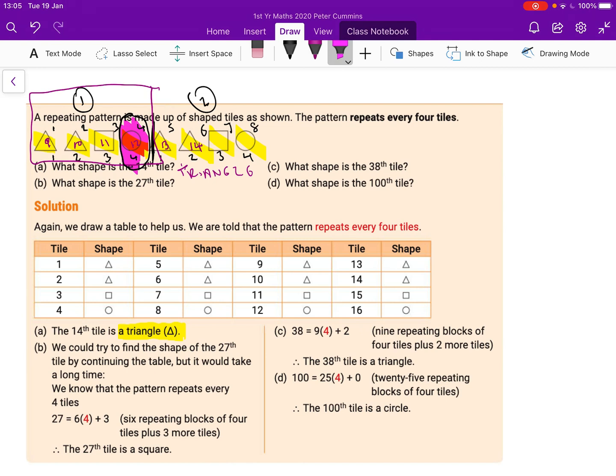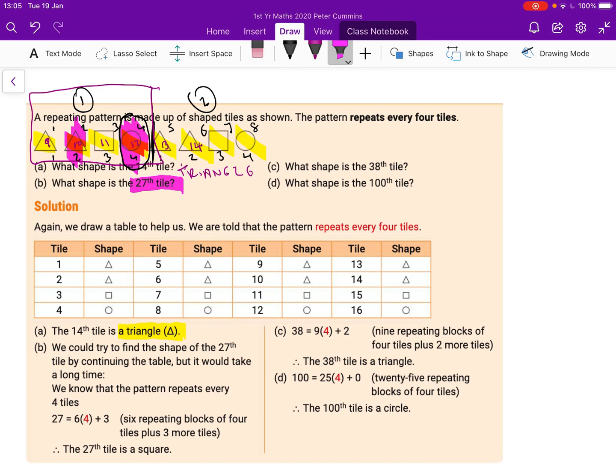If we go to tile number 2, it's a triangle. We know that 2 is going to be a triangle, and 6 is going to be a triangle, and 10 is going to be a triangle, and so on and so forth. So if we want to find out a more difficult one, we don't want to count all the way up. We want to count to the 27th tile.